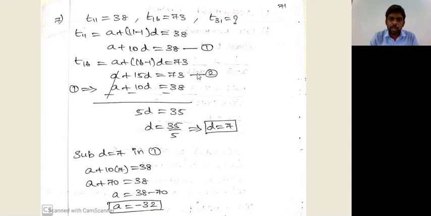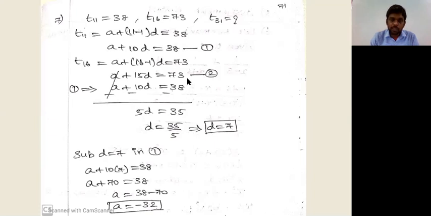So this forms a pair of linear equations in two variables. You have already seen how to handle linear equations in two variables in 9th standard. This is a new topic which we'll be doing in a later session. As of now, I'll tell you how to handle this situation. I'm placing the first equation, A plus 10D is equal to 38, just below the second equation, A plus 15D is equal to 73.